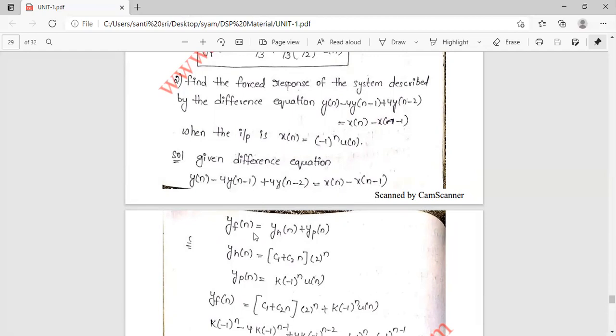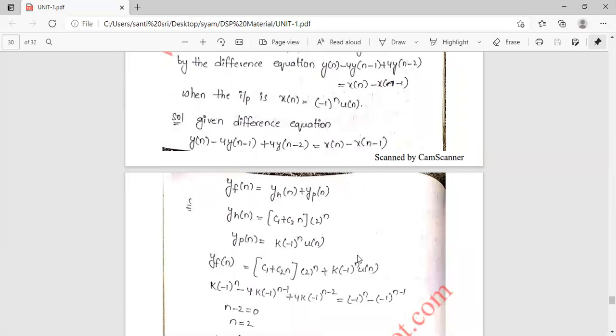yf of n is equal to yh of n plus yp of n, homogeneous solution plus particular solution. So homogeneous solution is C1 plus C2 into n into 2 power n. Particular solution is k into (minus 1) whole power n into u of n. So yf of n equal to this plus this, (C1 plus C2 into n) into 2 whole power n plus k into (minus 1) whole power n into u of n.